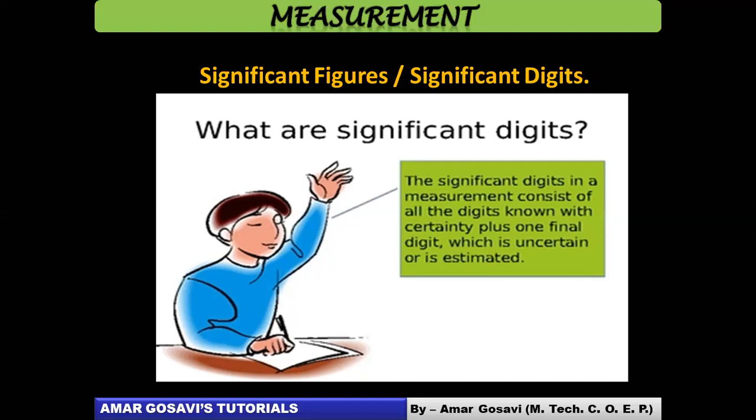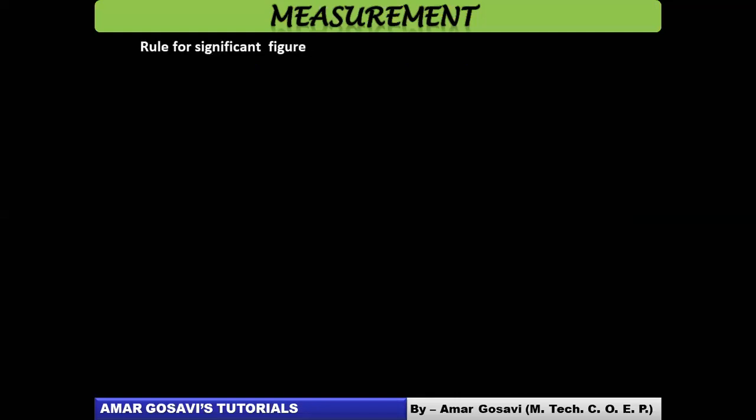Again, I repeat, the significant digits in a measurement consist of all digits known with certainty plus one final digit which is uncertain or is estimated. What exactly it means, let's understand through examples. First, let's talk about the rules for working out significant figures. The first rule: all non-zero digits are significant figures. Let's understand this statement with the help of an example.